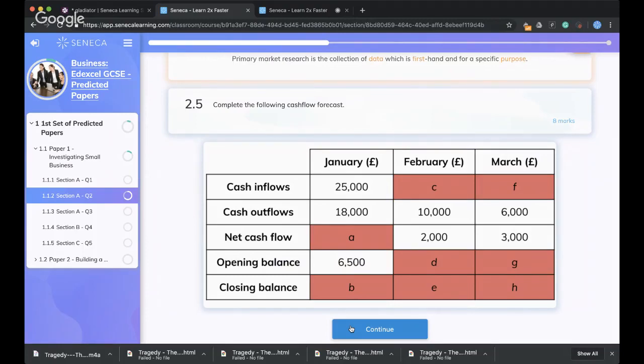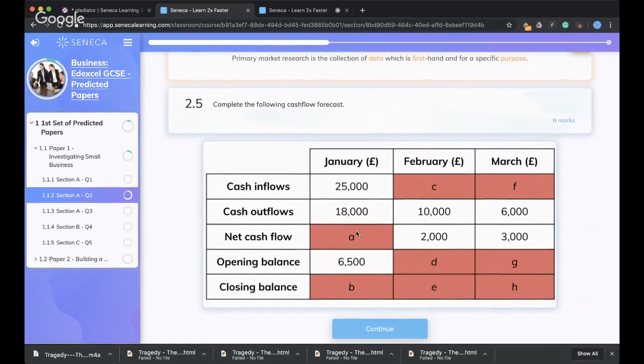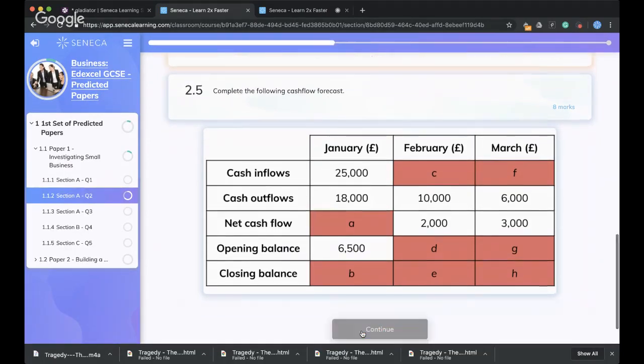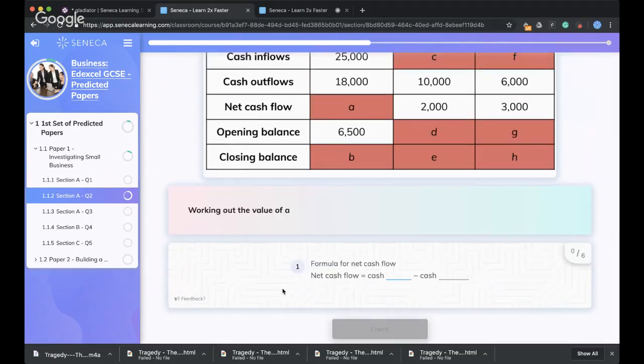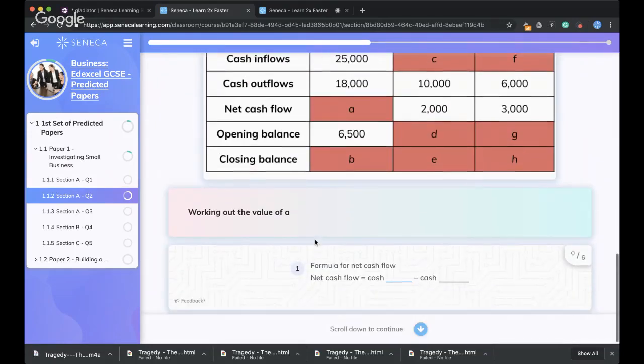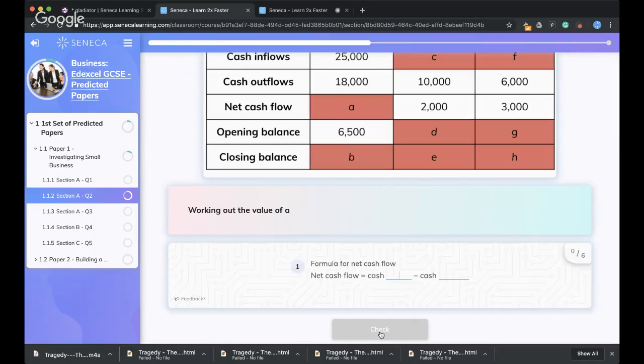This cash flow table looks very nice. It's a nice double bolded line. More cash going in than out. That's always what we want. Net cash flow. What's it equal to? Cash in minus cash out. Boom. Straight in there with the answers already.